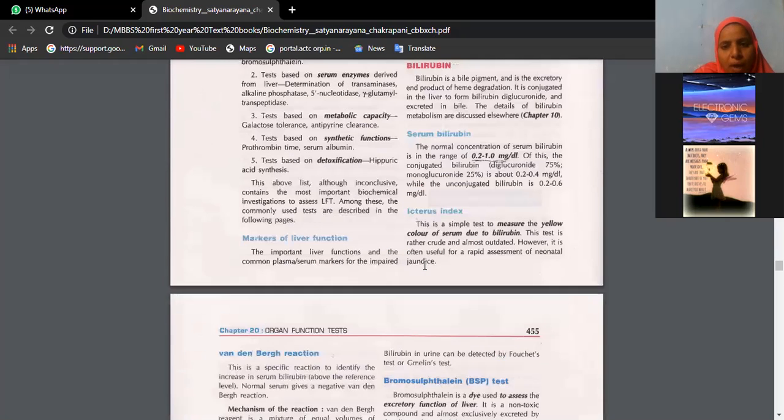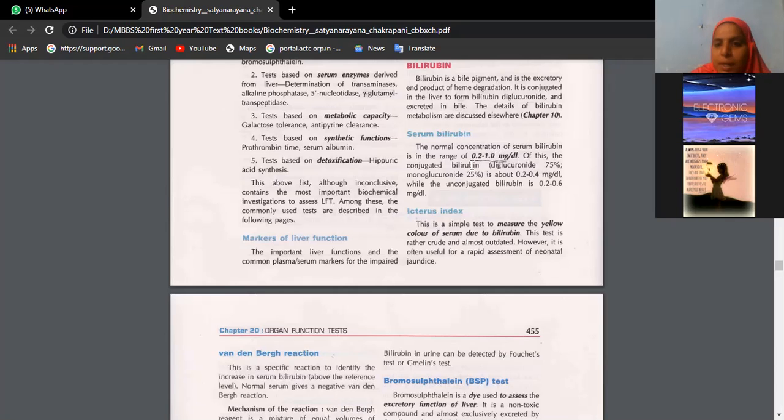Now you should know the normal serum bilirubin level also, because of heme metabolism. When the RBC's lifespan is over, 120 days, obviously it will break into heme plus globin. Globin is converted to protein and recycled for the synthesis of plasma protein, whereas heme is broken down to pigments like bilirubin, gradually converted to biliverdin.